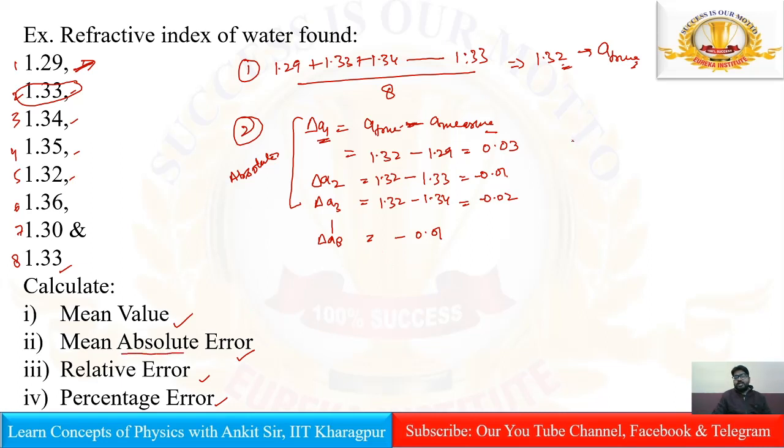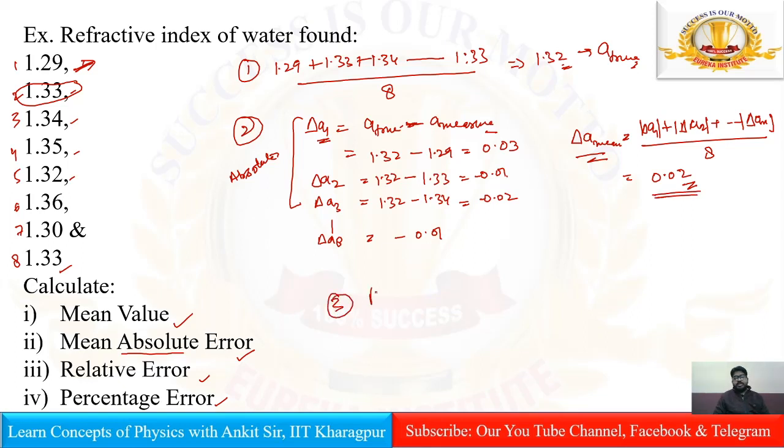And how do we calculate it? The mean absolute error is equal to the mod of delta A1 plus mod of delta A2 and so on, up to mod of delta An, divided by 8. So we take all the positive values of these errors, add them, divide by 8, and we get 0.02. This is the mean absolute error for this experiment.